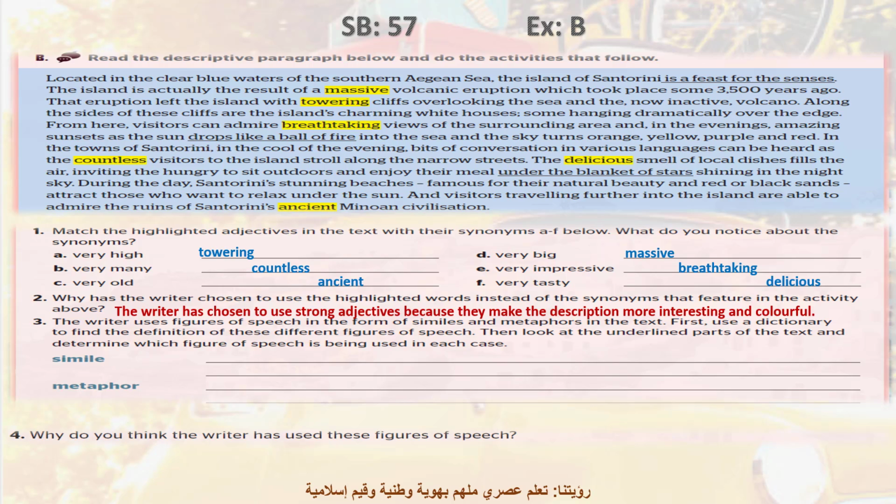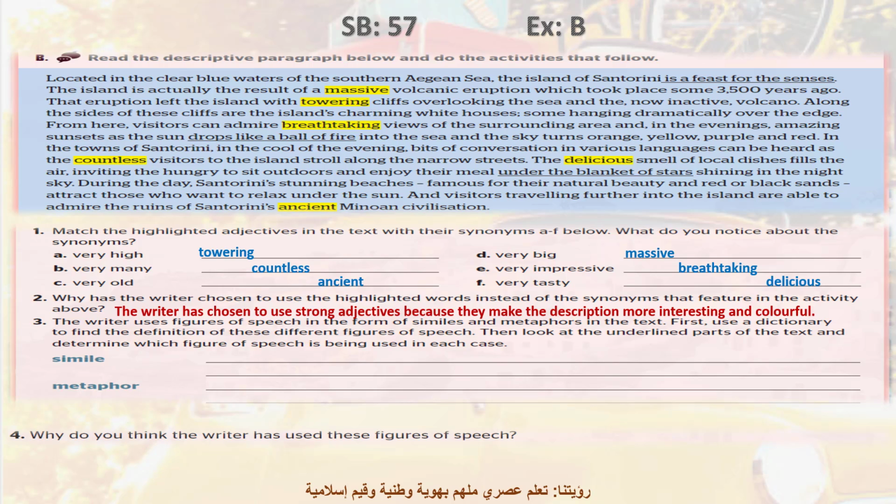Yes, the sun drops like a ball of fire. Like. So what is this? Yes, it's a simile. Finally, have a look at the last underlined part, which is their meal under the blanket of stars. What is this? Yes, it's a metaphor.